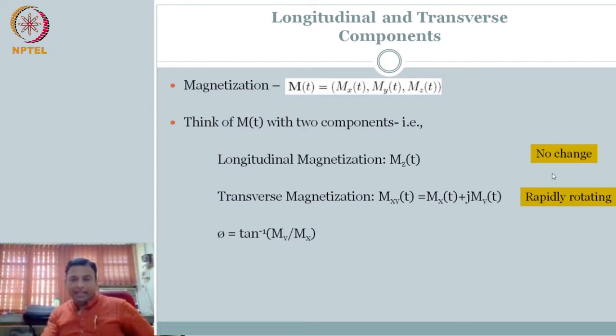Whereas here in the xy, what is happening? This is the frequency, it is rotating rapidly, right? So your xy is changing. The projection on the floor is spinning fast. Whereas in the z direction, it is not changing much. So one component, the transverse magnetization, is rotating rapidly, whereas the z direction is not changing. So that is a very key component that we want to understand.